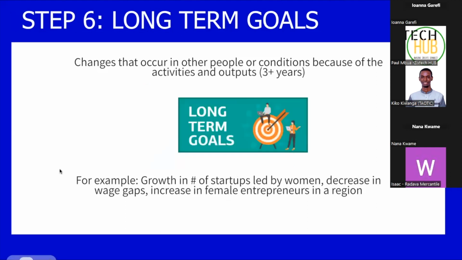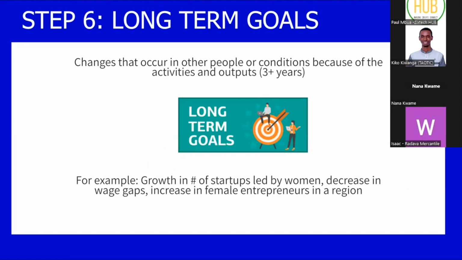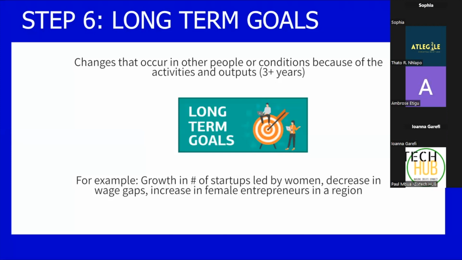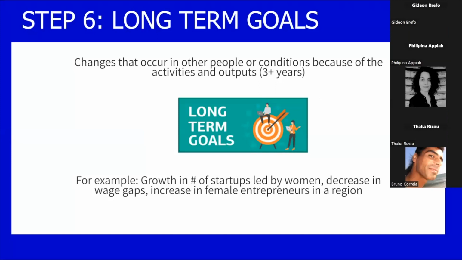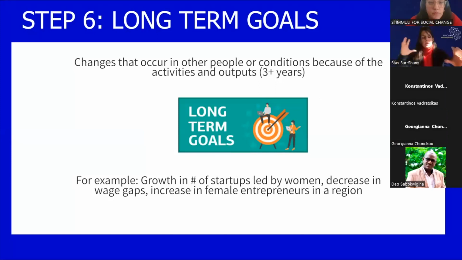But we also want to know what long-term change is occurring. So it's the same thing. It's the changes that occur in other people or conditions because of activities and output, but in the long term, 3 or more years. And here we already look at the impact that your activities have in the broader sense. So if you are running a program for women, let's say for 5 years, you want in the end to see in your city, in your country, a growth in the number of startups led by women. So an impact on a wider scale.